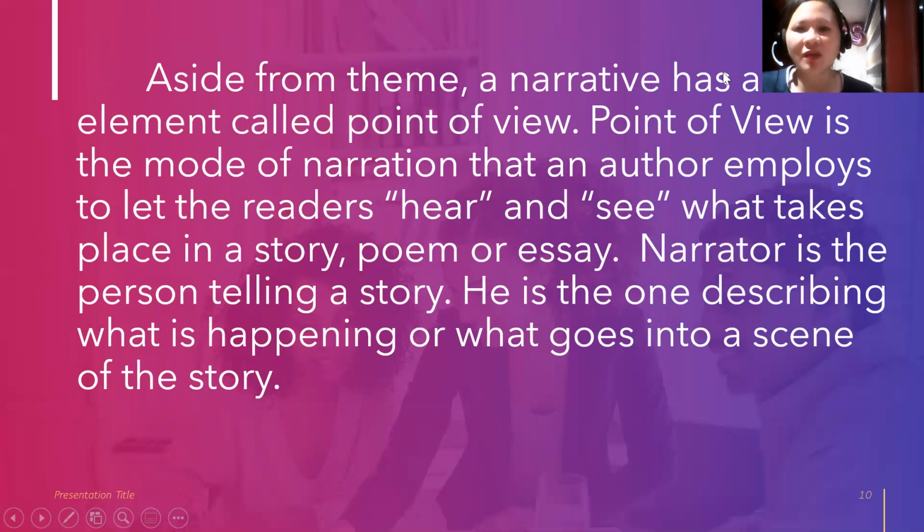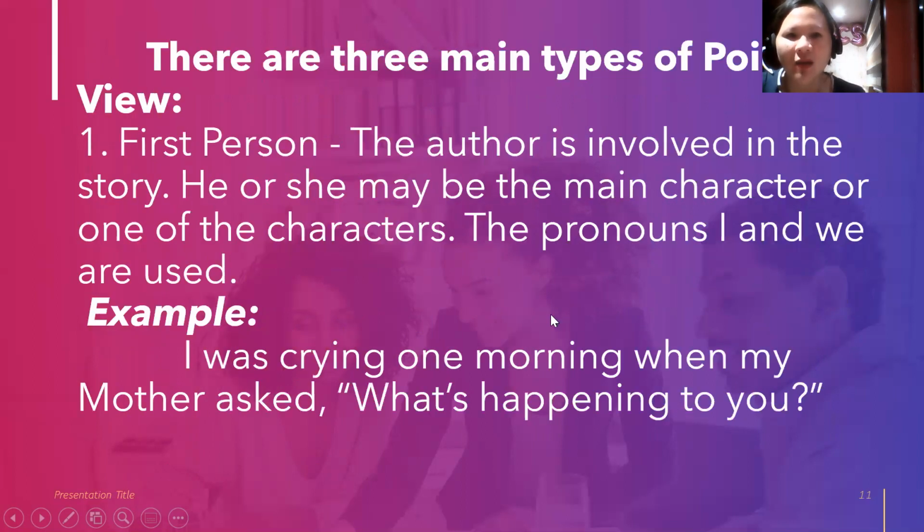Okay, aside from theme, a narrative has an element called point of view. Point of view is the mode of narration that an author employs to let the readers hear and see what takes place in the story, poem, or essay. Narrator is the person telling a story. He is the one describing what is happening and what goes into the scene of the story. So there are 3 main types of point of view.